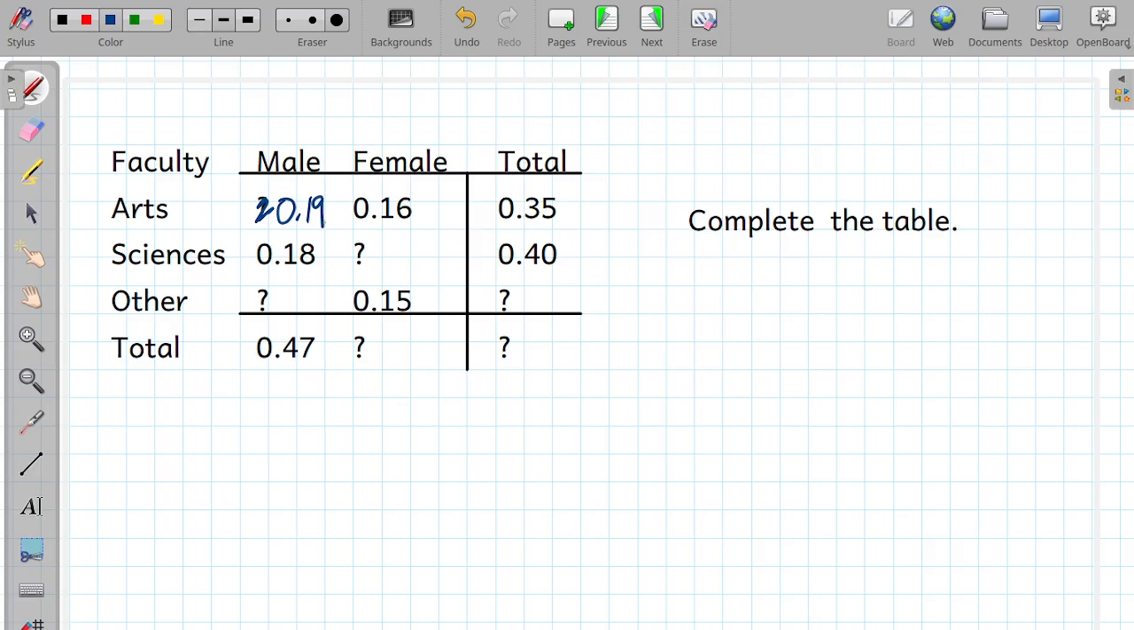Now, the thing to keep in mind is for any row or column like this where you have two of the three numbers, you can always find the missing number. Let's go to the sciences row. We have 18 percentage points out of a total of 40 percentage points.